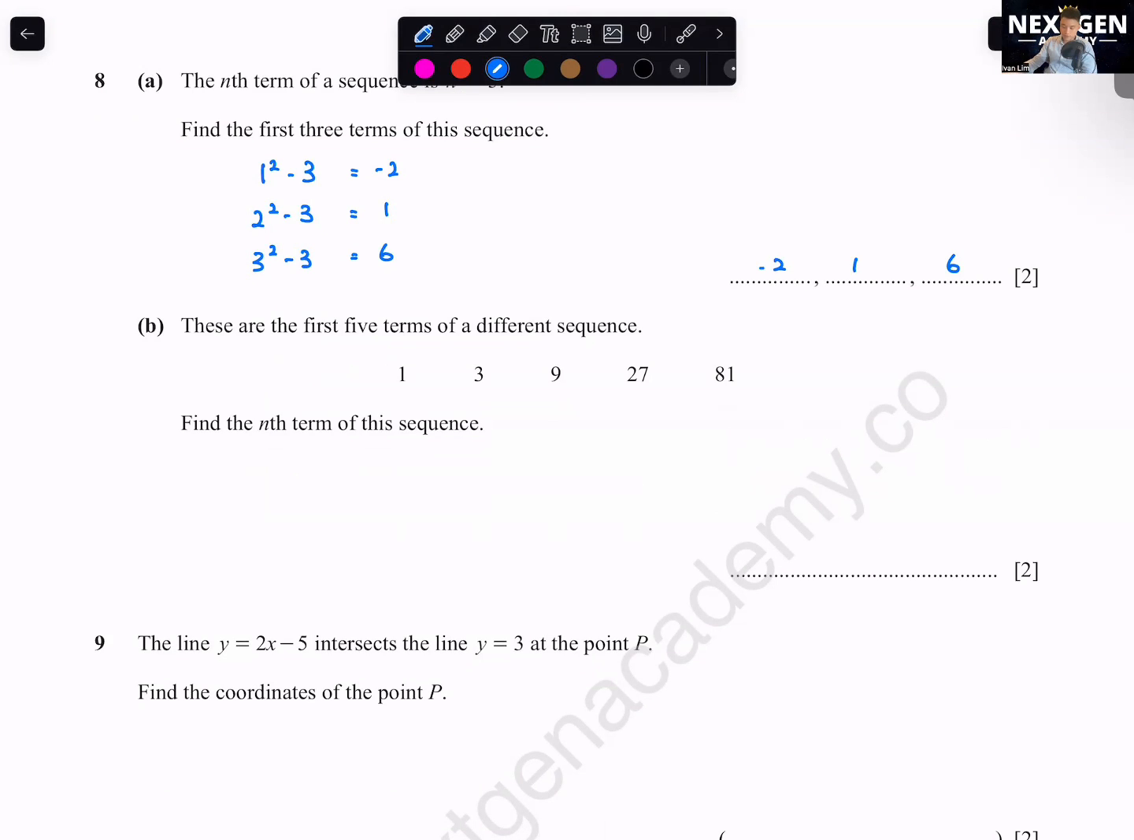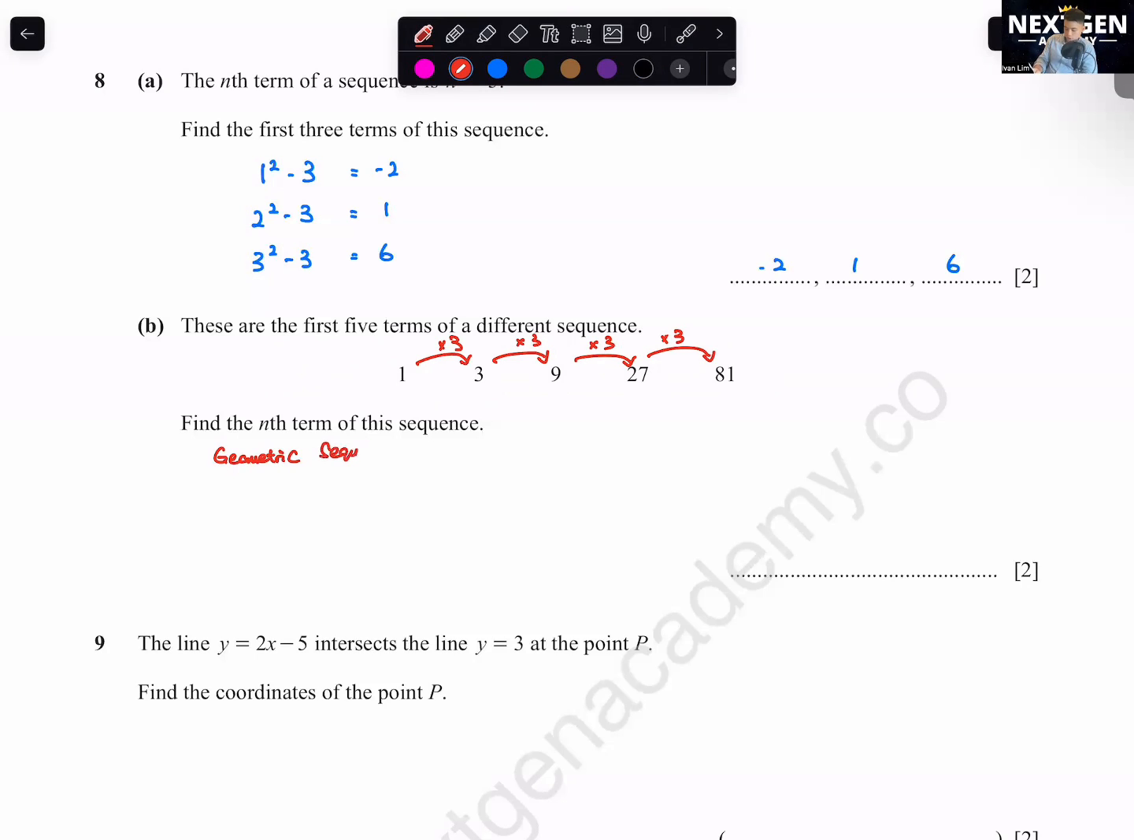Okay, question B. These are the first 5 terms of a different sequence. Find the nth term of this sequence. Number 1, we need to define what type of sequence this is first. 1, 3, 9, 27, 81. Okay, what's the pattern here? This to this, this to this, this to this, and this to this. Times 3. Okay, times 3, what type of sequence do we call this? Multiply by 3. We will define this as a geometric sequence.